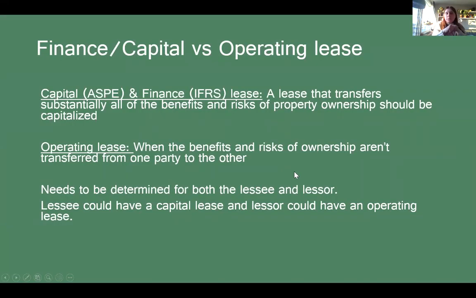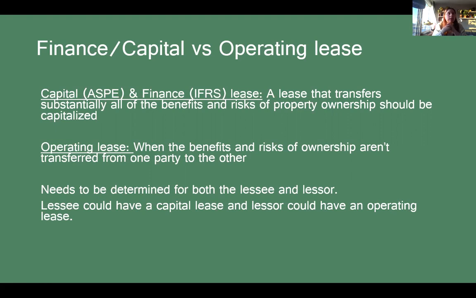There are two types of leases for companies. There's the one where you capitalize the asset and the other one where you expense the payments. So finance and capital lease are the same, and that's where the lessee is going to capitalize the asset that they're renting, and the lessor, so the person who originally owned the asset and is letting another party rent it, is going to be deemed to have made a sale on that asset when they enter into the contract. So it's a capital lease under ASPE and a finance lease under IFRS, but they're accounted for the same way.